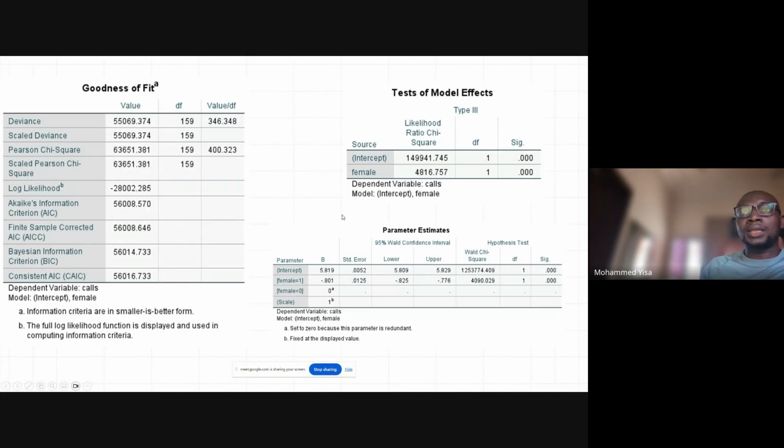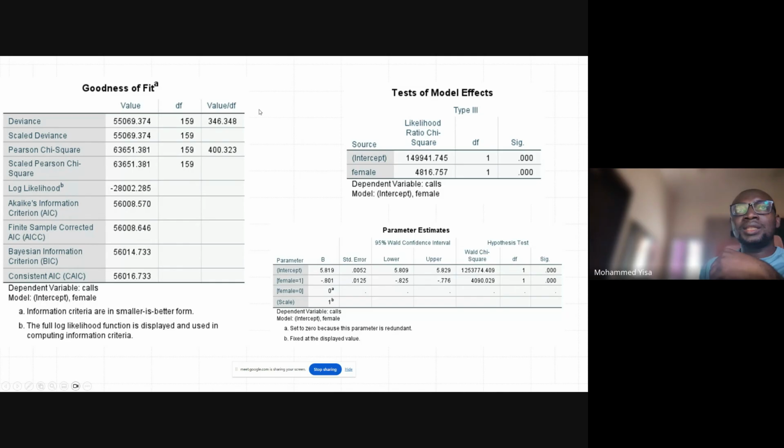But this is what the output of a Poisson regression looks like. Here you have the test of model effects. It tests how well your predictor variable predicts the variation in the outcome variable. And our predictor variable here is the female variable, that's gender, whether male or female. And we can see that this is statistically significant. That is fine. One of the three key assumptions of the Poisson regression is that in the outcome variable, the mean and the variance are the same.